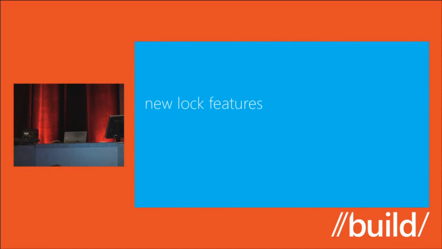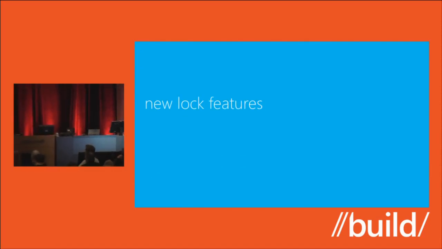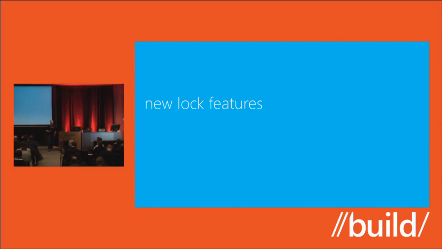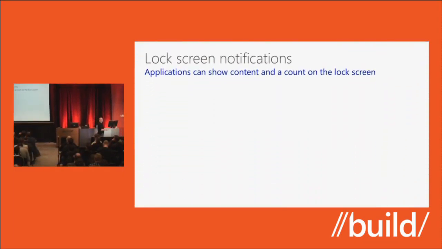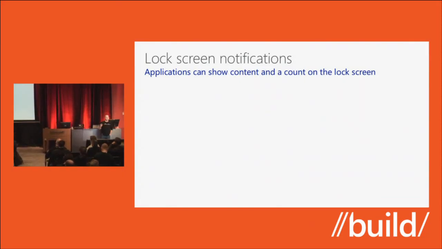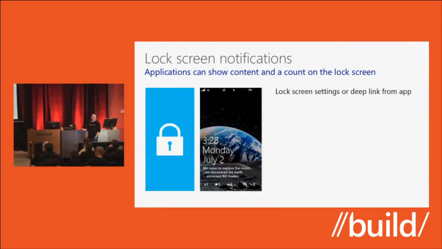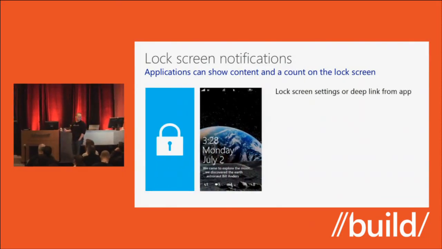Okay, so tiles are great. They really are a way to connect with your end user. But there's one thing people always see before they see the tiles on your start screen, and that's the lock screen. The lock screen is the first thing you see when you turn your phone on. So we wanted developers to be able to integrate with the lock screen. Applications can now show both account and content on the lock screen. Here's how this works.